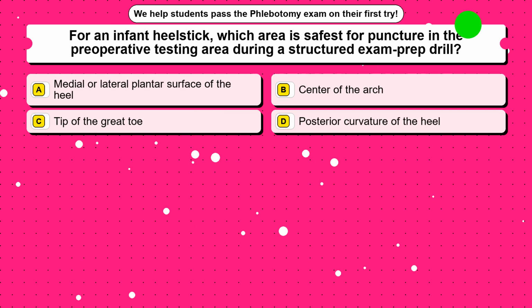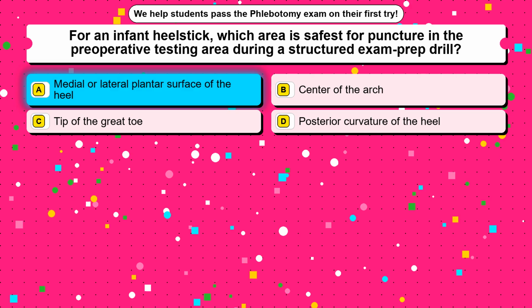Question 76. For an infant heel stick, which area is safest for puncture in the preoperative testing area during a structured exam prep drill? Option A. Medial or lateral plantar surface of the heel. Option B. Center of the arch. Option C. Tip of the great toe. Option D. Posterior curvature of the heel.